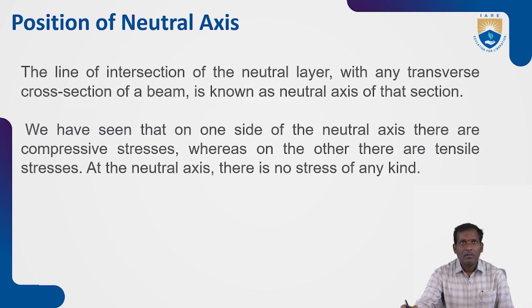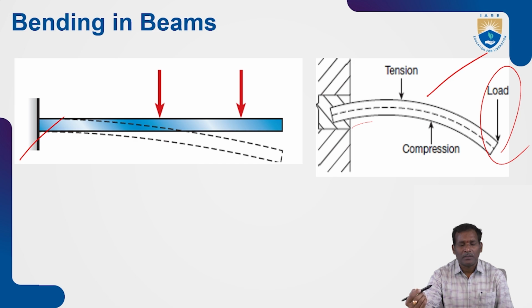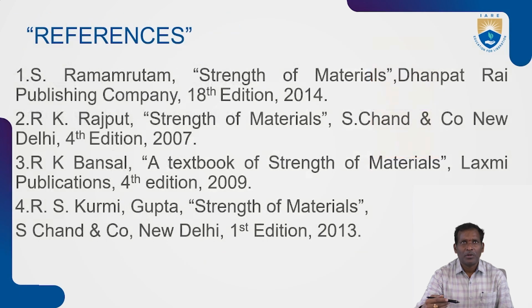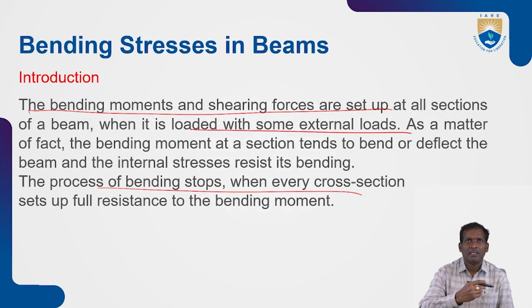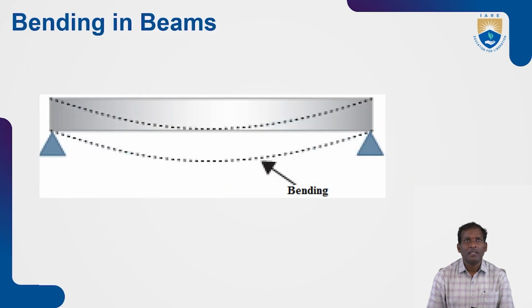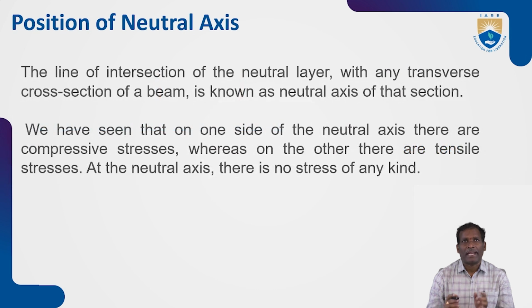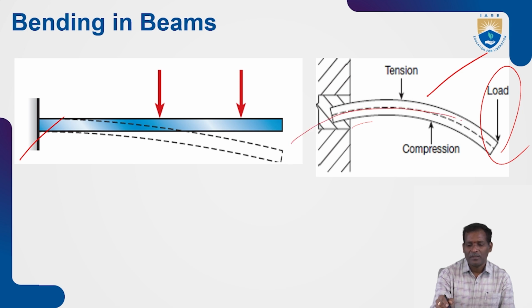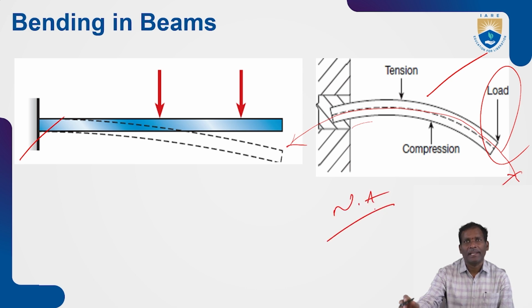Now, we have derived the bending stress equation in the previous session, and also recalled the bending stresses introduction part. Now we will see the position of neutral axis. What is this neutral axis? In this beam, the central line is called the neutral axis or neutral layer. There is no change in length or curvature radius whenever it is subjected to load. This layer is called the neutral axis or neutral layer.